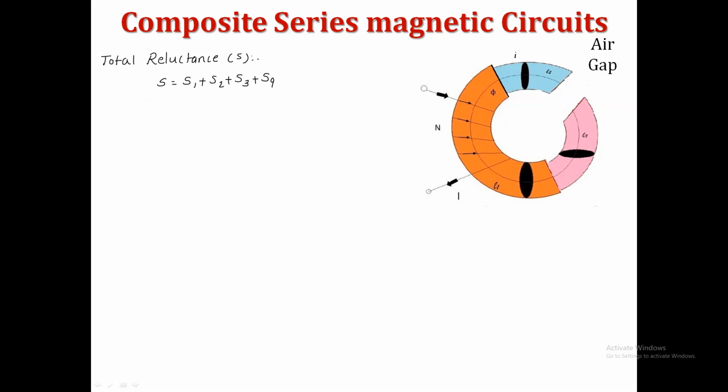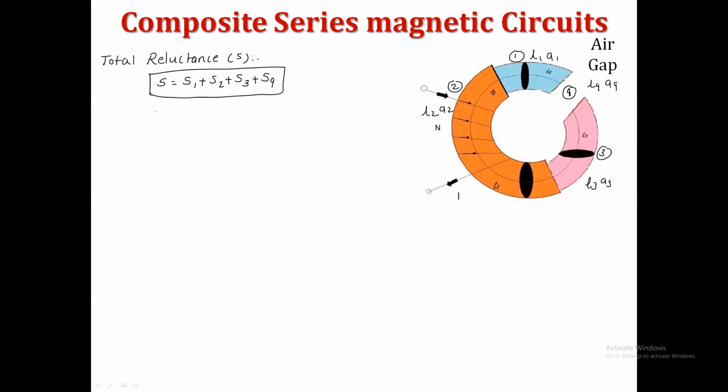बरोबर आहे? याला आपण पहिलं नाव दिलेलं आहे, हे 2 आहे, हे 3 आहे, आणि याला आता आपण 4 नाव देऊ किंवा G नाव देऊ. याची लेंथ L1 आहे, एरिया ऑफ क्रॉस सेक्शन A1 आहे. याची लेंथ L2 आहे, एरिया ऑफ क्रॉस सेक्शन A2 आहे. याची लेंथ L3 आहे, एरिया ऑफ क्रॉस सेक्शन A3 आहे. एअर गॅपची लेंथ LG आहे, एरिया ऑफ क्रॉस सेक्शन AG आहे. So can I write this formula? Very, very important formula in the series magnetic circuit.